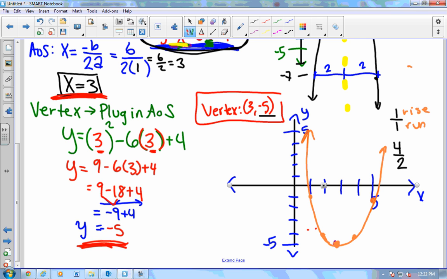And what is this guy right here? Yep, and it's a vertical line that slashes through the x-axis at what number? Positive 3, so that's why we call it x equals 3. Because the axis of symmetry is a vertical line that slashes through the x-axis at x equals 3.